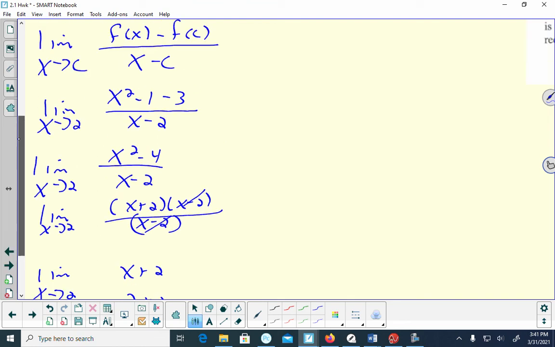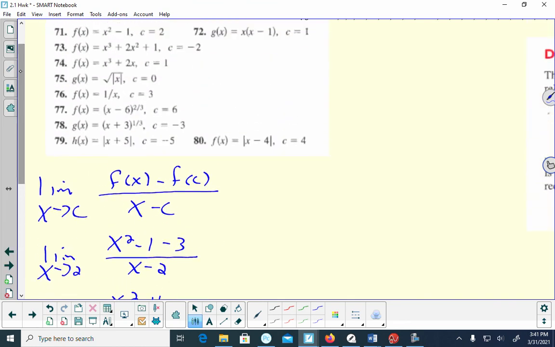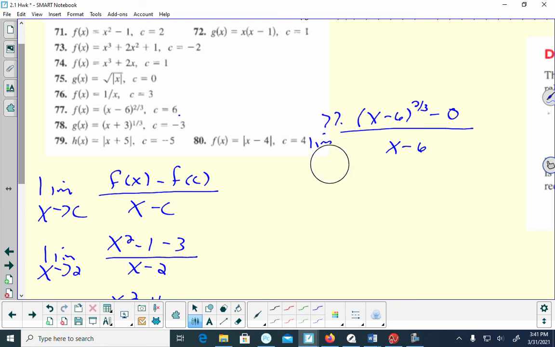Okay, number 77, using that same formula. So I'm going to do x minus 6 to the 2/3, minus, and I'm putting in 6 here, so 6 minus 6 is 0. 0 raised to any power is going to be 0, all over x minus 6, and I'm taking the limit of this as x approaches 6. So this is going to be x minus 6 to the 2/3 power over x minus 6. And remember, that's understood to be the first power.